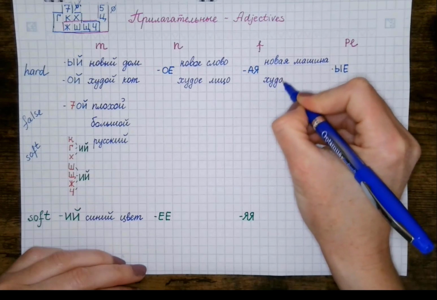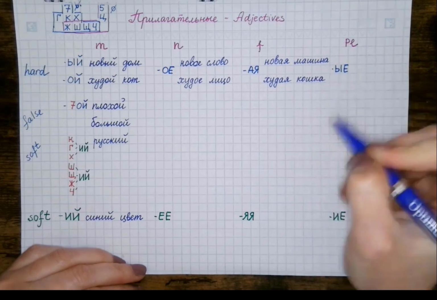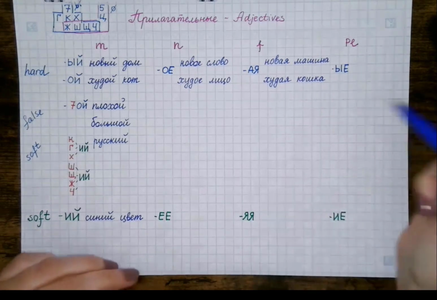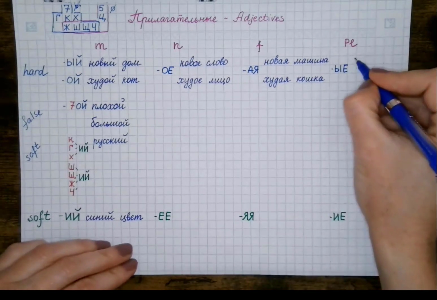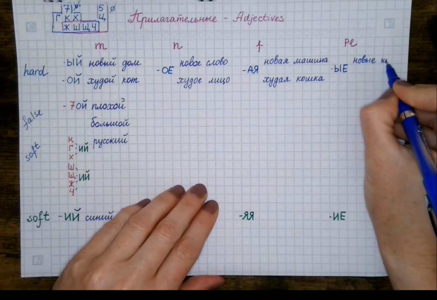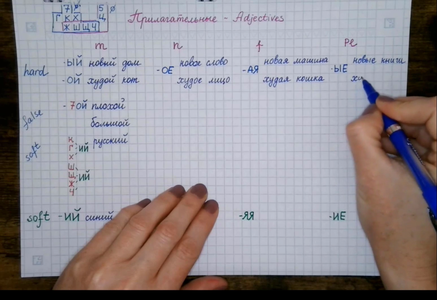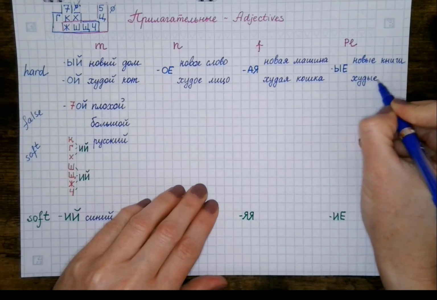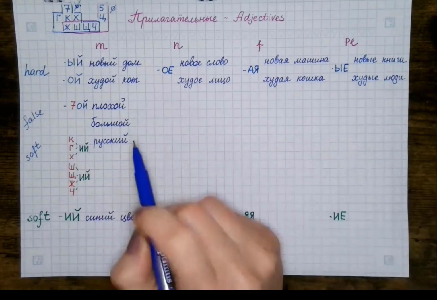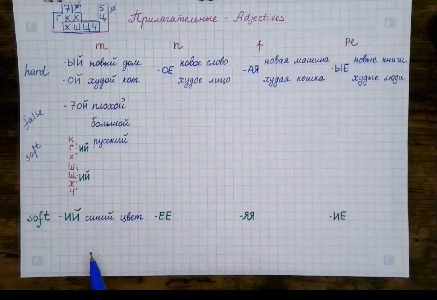Худая кошка. A skinny cat. And кот is a male cat, and кошка is a female cat. And for plural, let's have новые книги. And худые люди, skinny people. So here we have our regular ый and ой changing to ое and ая and ые.